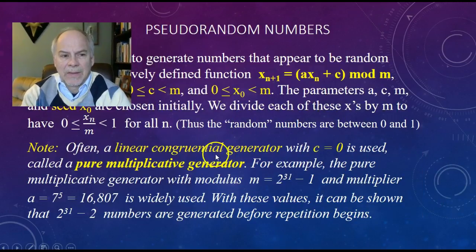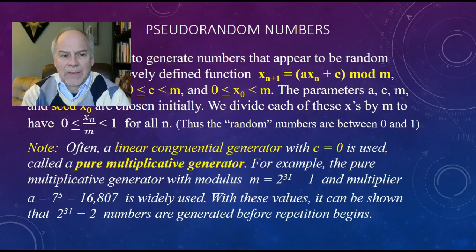Anyway, so often a linear congruential generator with c equals 0. All right, so in other words, we're going to eliminate the plus c thing. Means the only thing we're going to do is multiply by a and then figure out the mod with the remainder. So we won't add the c to it. We'll just go a times the number and then figure out the remainder. That's called a pure multiplicative generator. And it's often easier to do, and it's a little bit faster.